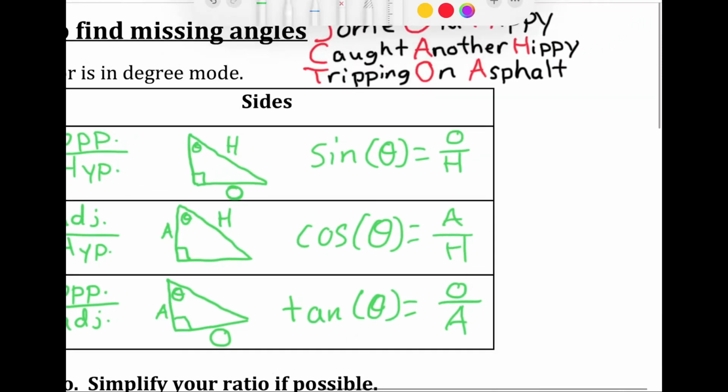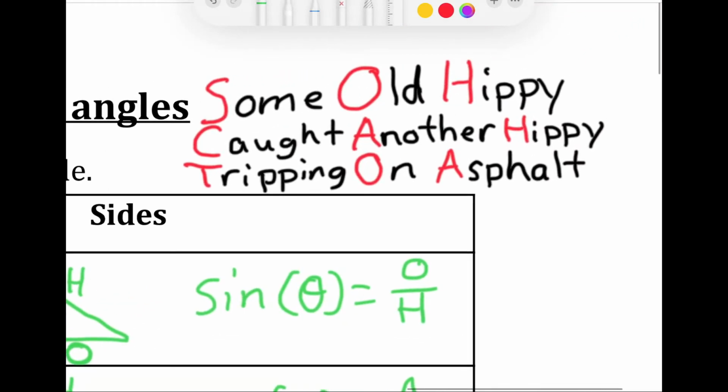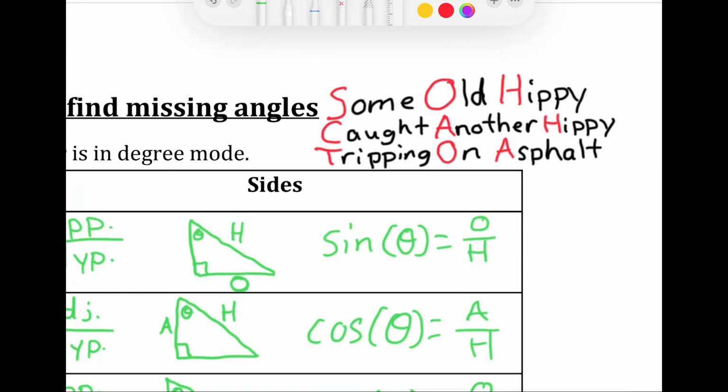So a way to remember this, and maybe you saw it before I went into those boxes, the saying goes, some old hippie caught another hippie tripping on asphalt. So where these letters are coming from is that sine is opposite over hypotenuse. Cosine is adjacent over hypotenuse. And then tangent is opposite over adjacent. So that is one way to remember it.